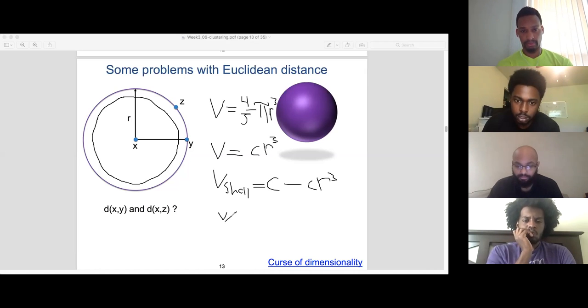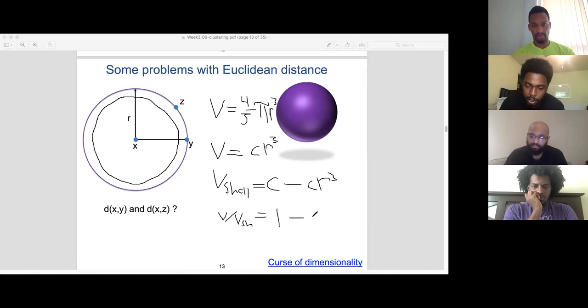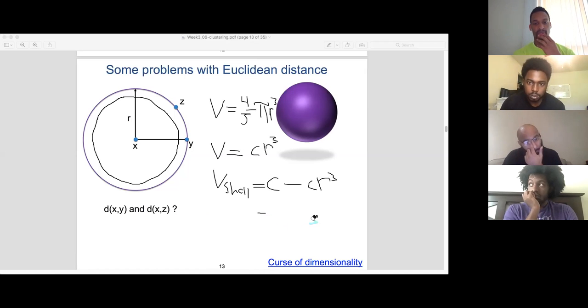And then if we were to take the ratio between the V over V shell, it's going to be equal to, I think it's 1 minus, am I doing this right? C r cubed? It's V shell over V. Okay, that's right, because you want the percentage that's in the shell compared to the total volume. Then can you just read out what that equation is supposed to be?